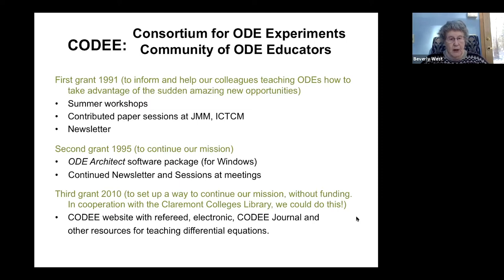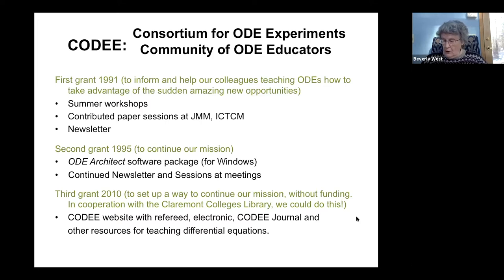So our funding had run out. By 2010, Bob and Court set up a third grant, which changed our name to Community of ODE Educators, to try to continue our mission without funding. In cooperation with the Claremont College's library, we could do this.